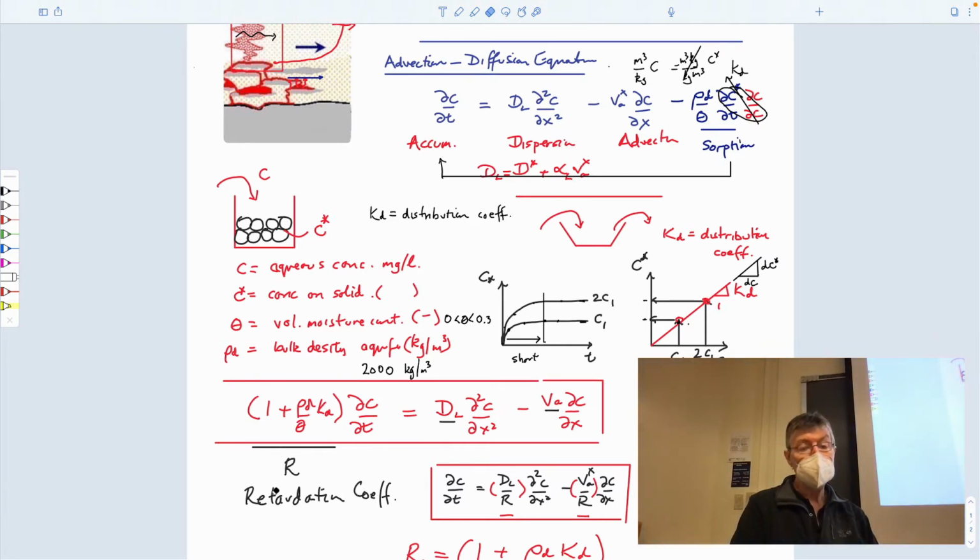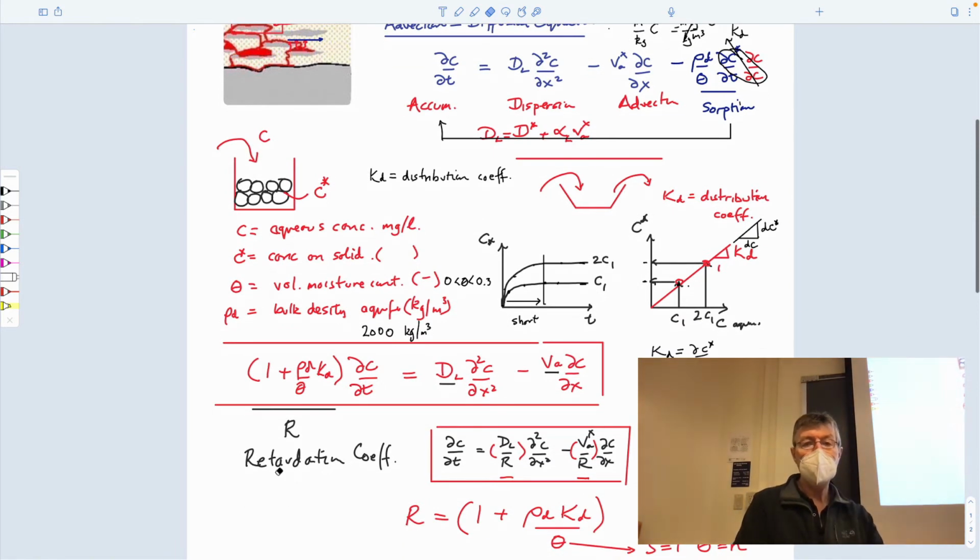So this is referred to as the retardation coefficient because it retards the transit of the plume downstream, is the reason for it. Since Kd is always positive, density is always positive, and usually moisture content is greater than 0, then this term is always greater than 1. So R would be greater than 1 and less than infinity. We don't know what the bounds on this are. And other than that, this is exactly the same equation that we've dealt with before.